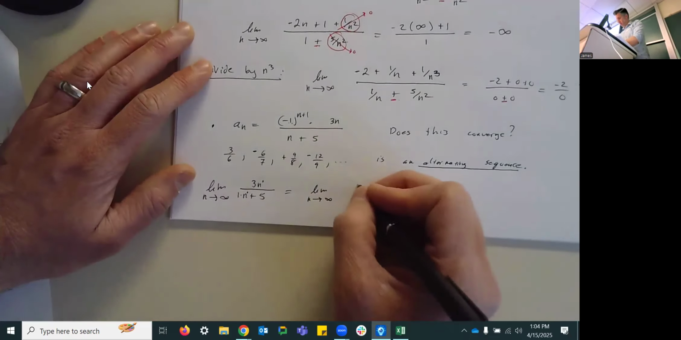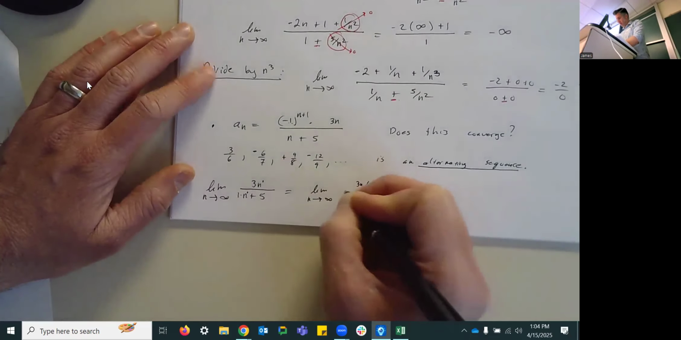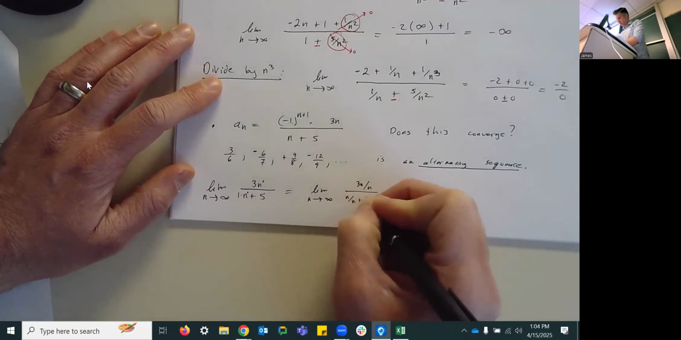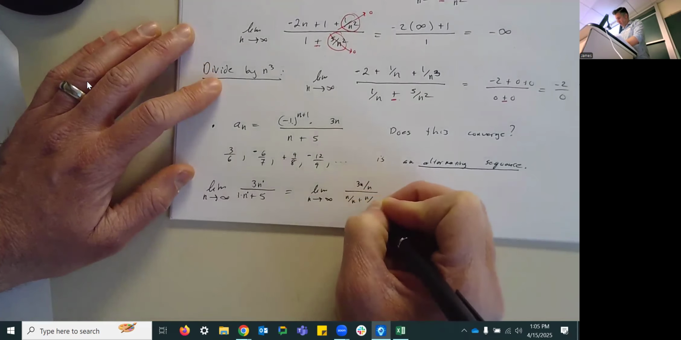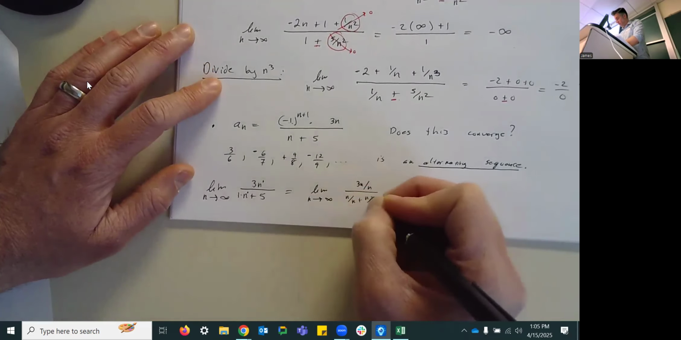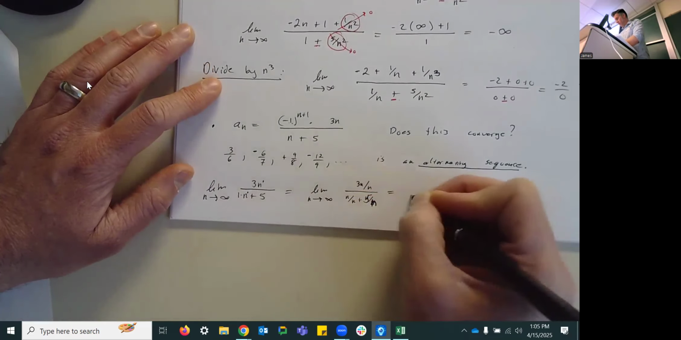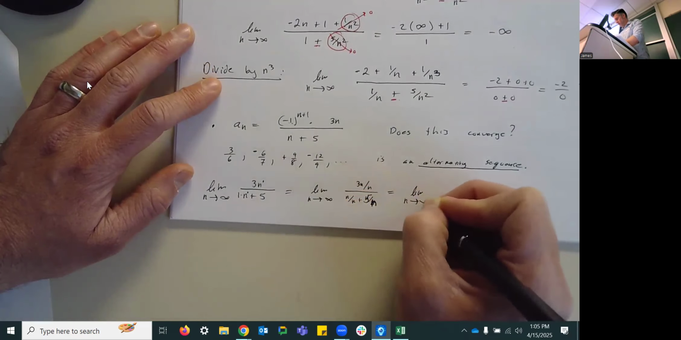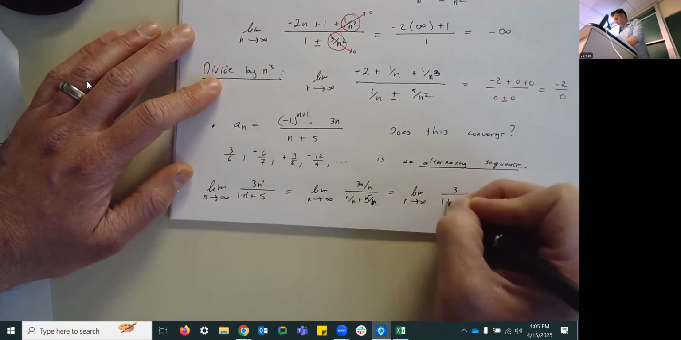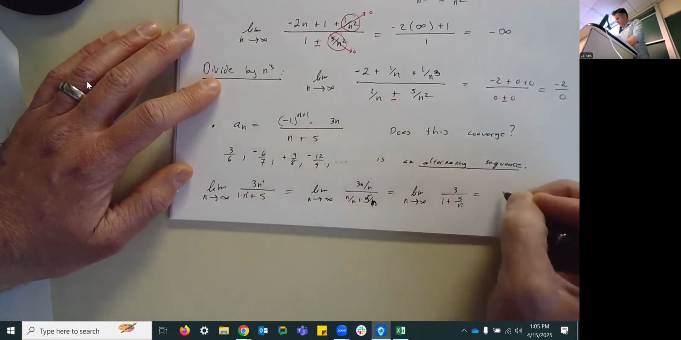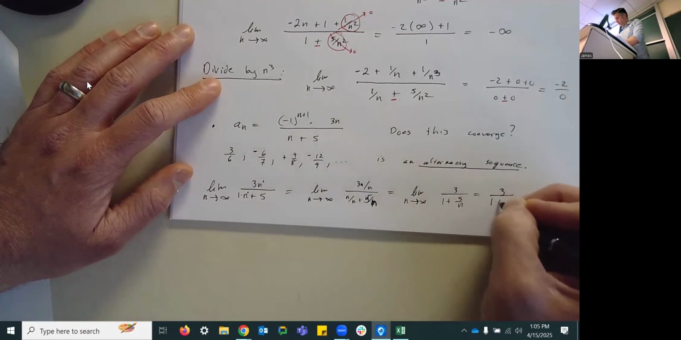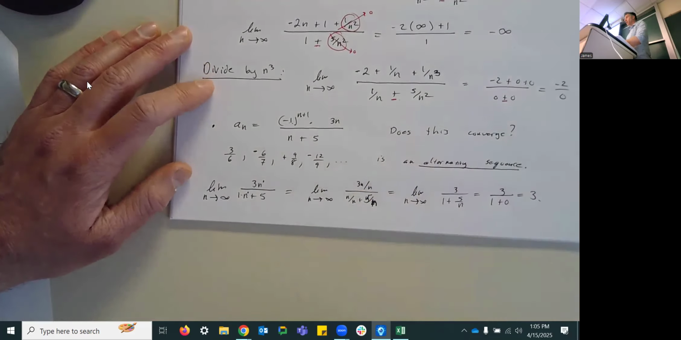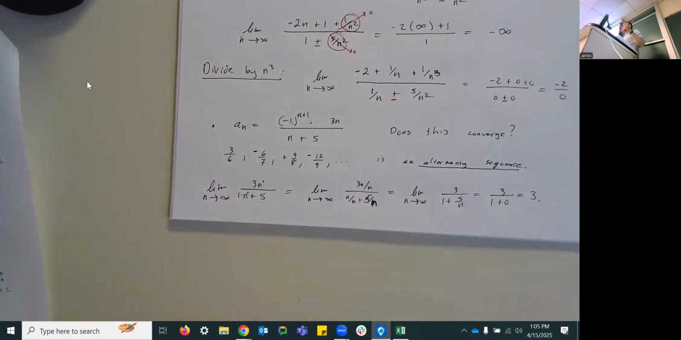Or we can show the work, dividing everything by n. So we get 3n over n over n plus n over n plus 5 over n, and that's going to equal the limit as n goes to infinity of 3 over 1 plus 5 over n, which is going to get closer and closer to 3 over 1 plus 0, which is 3. So that means our non-alternating sequence is getting closer and closer to 3.